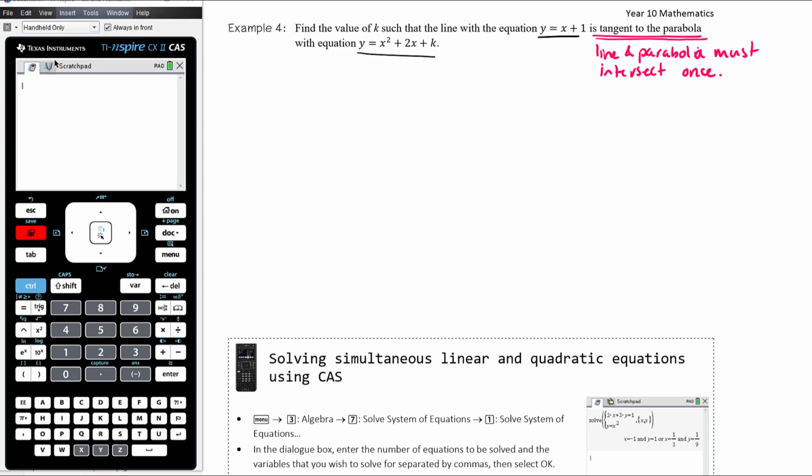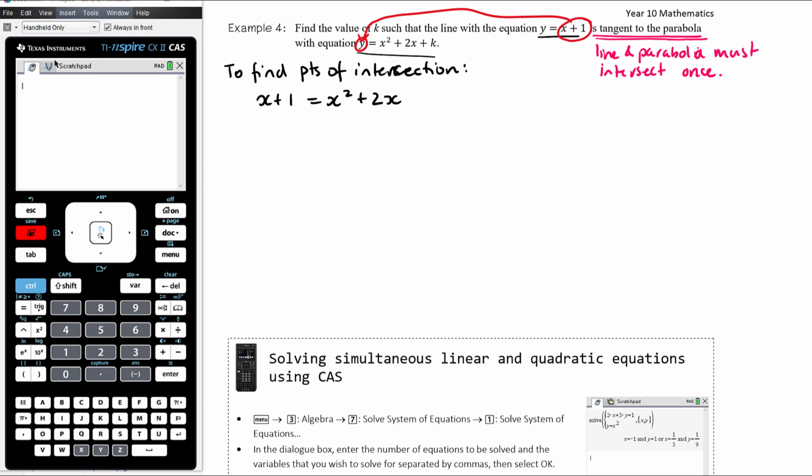Alright, so let's think about how we would go about finding the points of intersection. So again, to find the points of intersection, we would try and solve. We'd substitute that's equal to y. Let's replace y in the other equation with that. So we get x plus 1 equals x squared plus 2x plus k. We then get everything on the one side. I'm going to keep that x squared term positive, so let's subtract from the left-hand side. So subtracting x, we're going to get plus x, and subtracting 1, we get plus k minus 1.